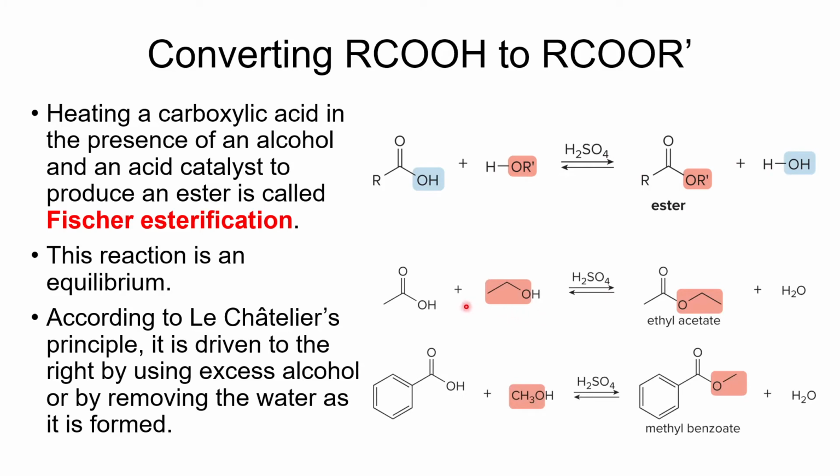Here are a couple of examples. So here, this is acetic acid and ethanol. Between these two, we can create ethyl acetate, and we will get water as a byproduct there. Here we've got benzoic acid and methanol. That will combine together to give us methyl benzoate and water. So these are fairly easy reactions to do, and both of these smell pretty good. I like the smell of esters.